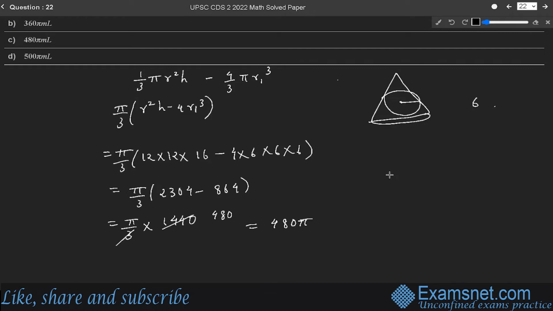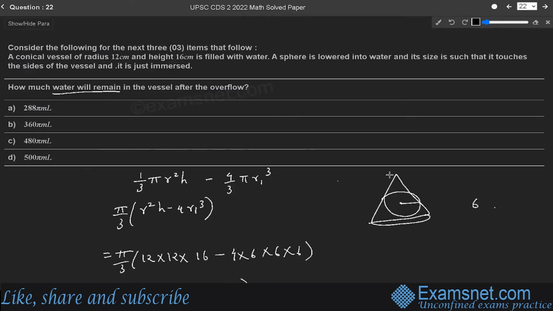Therefore, we can say that the water that remains in the vessel after the overflow is 480 pi milliliter. So the correct option is option number C here. I hope this question is clear to you.